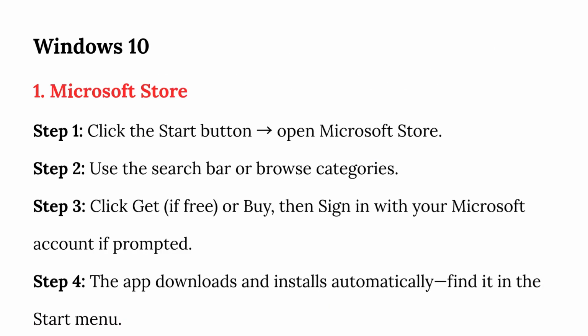Step 1. Click the Start button. Open Microsoft Store. Step 2. Use the search bar or browse categories. Step 3. Click Get, if free, or Buy, then sign in with your Microsoft account if prompted. Step 4. The app downloads and installs automatically. Find it in the Start menu.